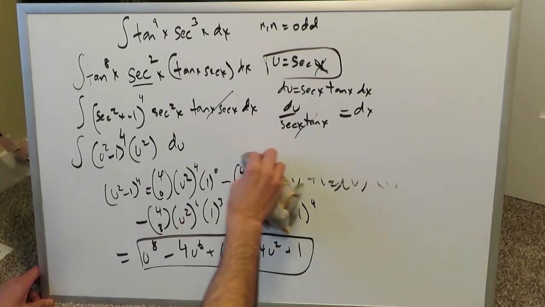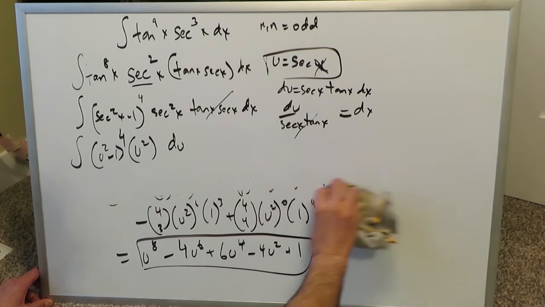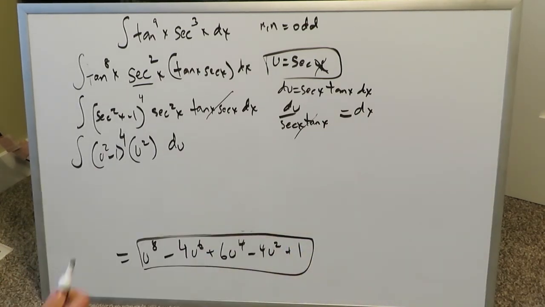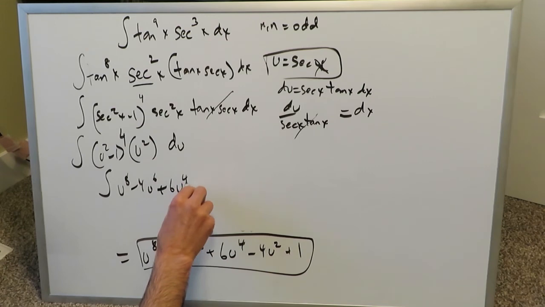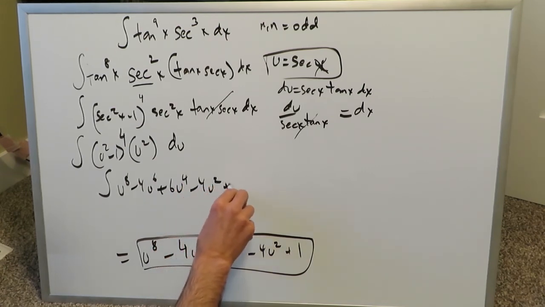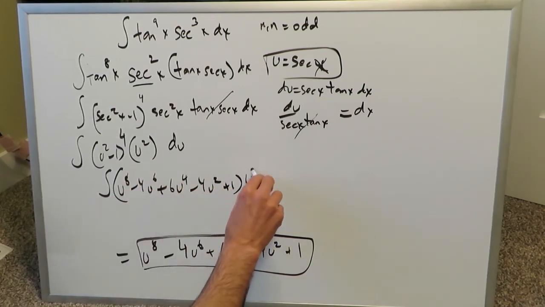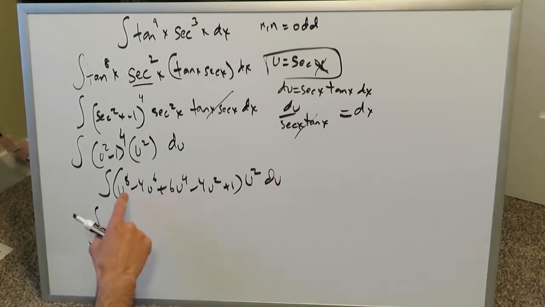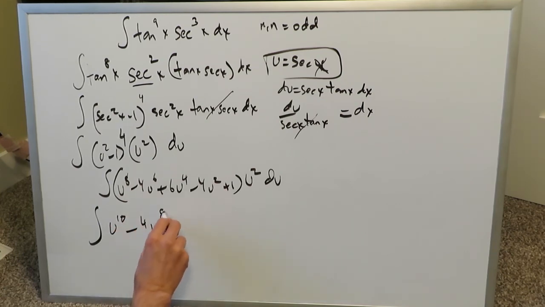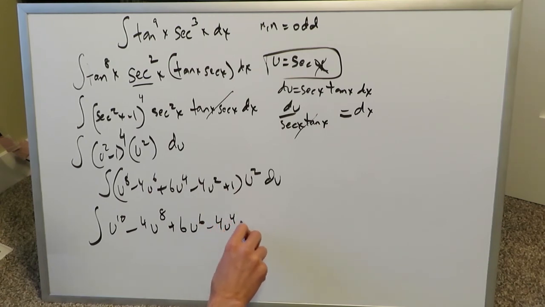We'll erase this entire part here on the top and bring it into picture. Then you can realize now why precalculus is necessary to calculus, because all of these little factors come into play. u8 minus 4u to the 6 plus 6u to the 4 minus 4u square plus 1. It still has to multiply by this u square du. Now we have to open this up. We'll have u8 times u square is u to the 10 minus 4u to the 8 plus 6u to the 6 minus 4u to the 4 plus u square.